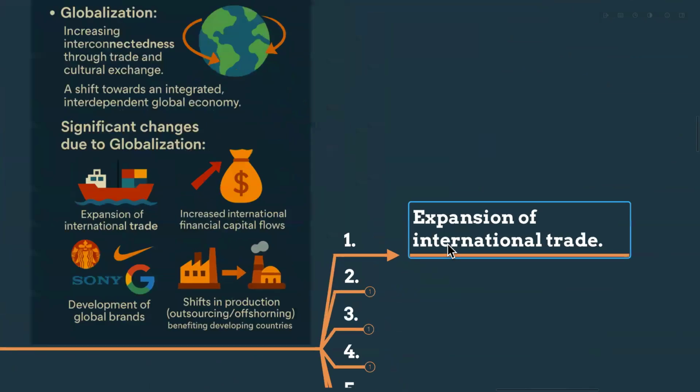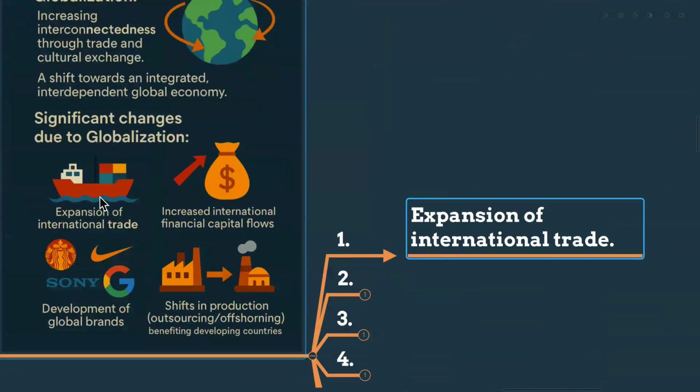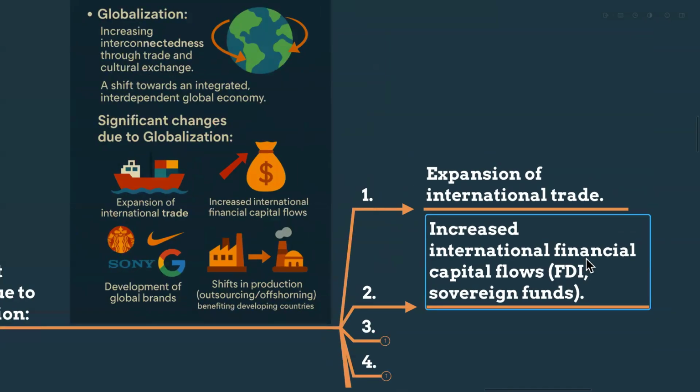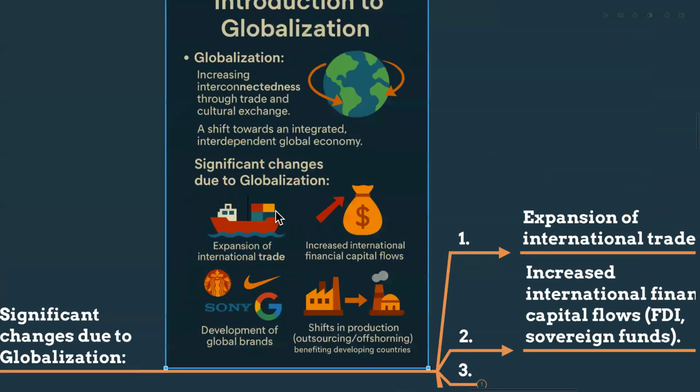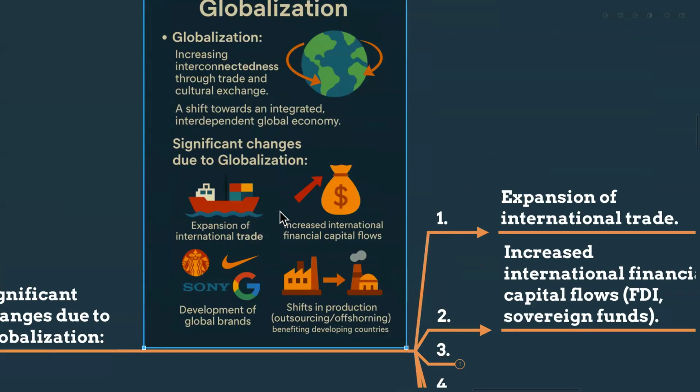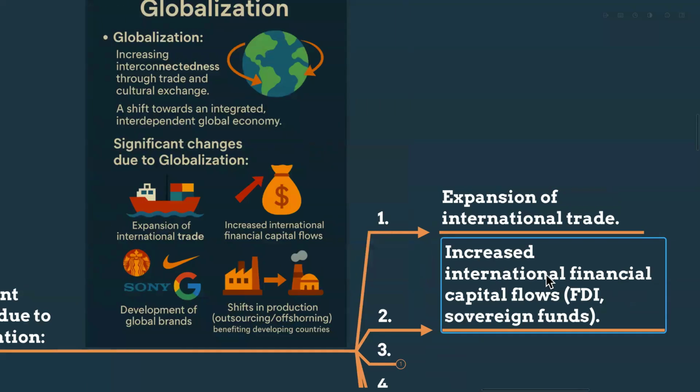The first one is the expansion of international trade, right? It means we are doing more international trade now. From Amazon, from Alibaba, we are exporting and importing because of globalization. And increased international financial capital flows, FDI and sovereign bonds, right? International finance is coming to Sri Lanka, and from Sri Lanka it's moving abroad. So money flows between the countries. FDI means foreign direct investment.